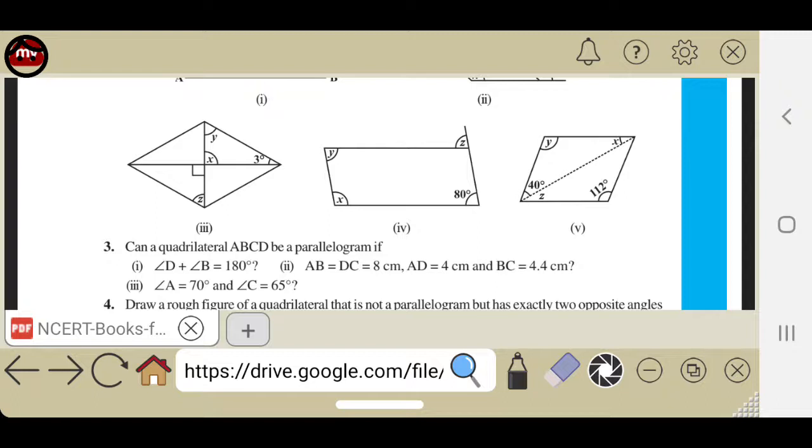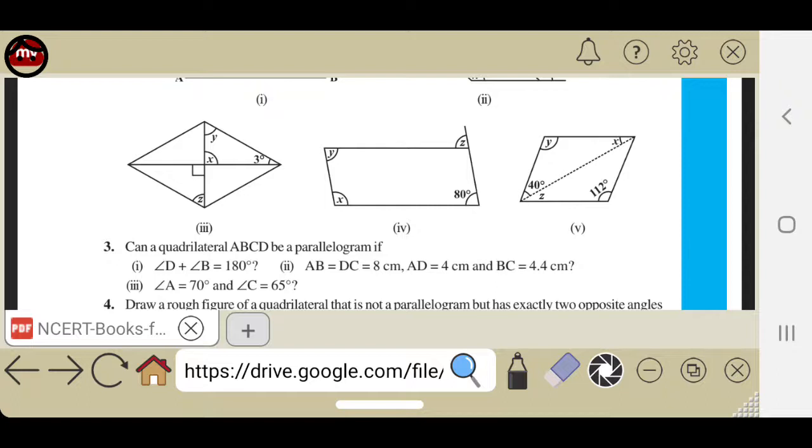Can a quadrilateral ABCD be a parallelogram if angle D plus angle B is 180? Is there any chance? Yes, sometimes while adding we will get 180. Can be, but need not be. Next: AB equal to DC equal to 8 centimeter, AD 4 and BC equal to 4.4. AB and CD are equal, AD 4 centimeter and BC 4.4.